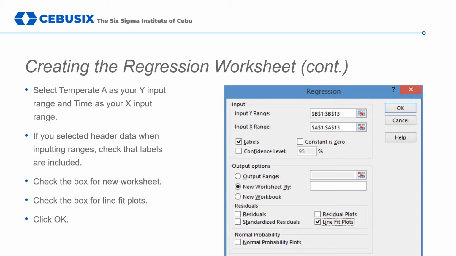If you also included the headers when selecting the data, you will need to check the Labels box. For the output, select the New Worksheet Ply option, and under Residuals, check the box next to Line Fit Plots, which will create the best fit line automatically for you. Once this is done, go ahead and click on OK.